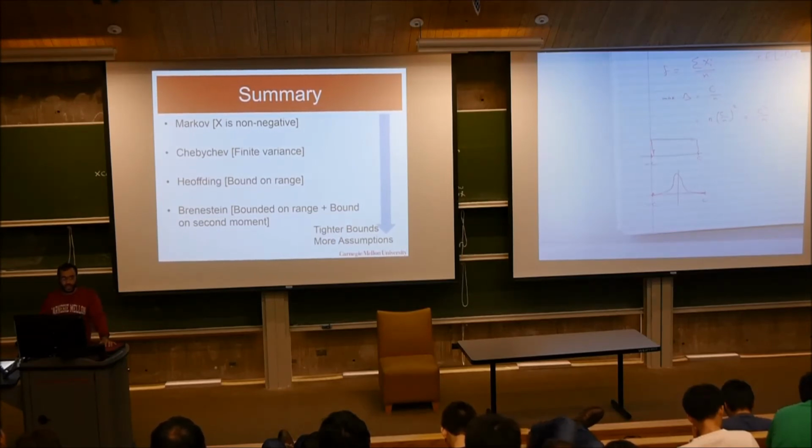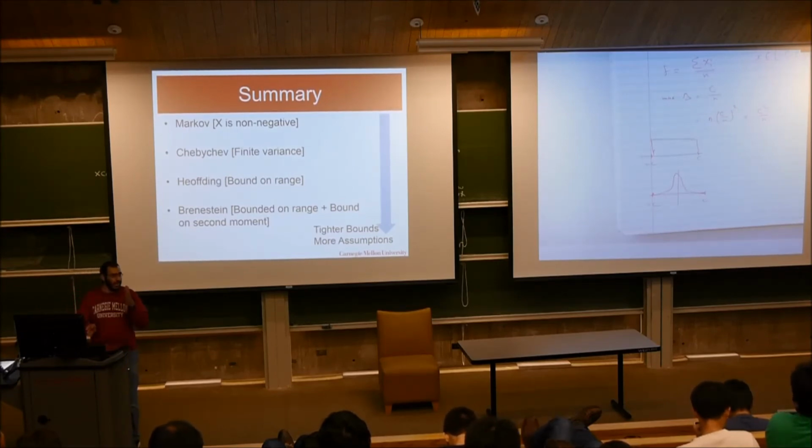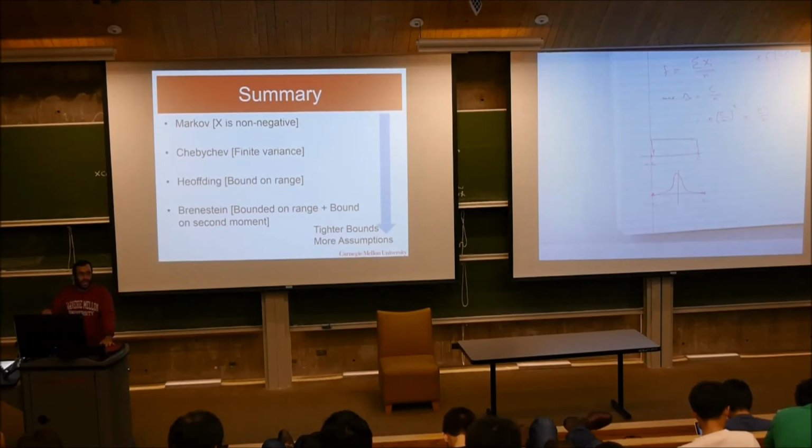And then we found that if you don't just assume finite variance, but assume finite range, so your variables are between minus c and c, you get even better results, and you get a kind of exponential decay in your error bound. And as you add more assumptions, you can get better and better bounds. So why do you want tight assumptions?